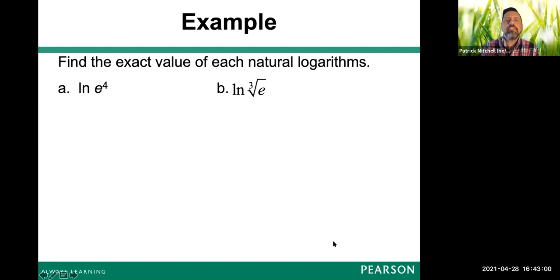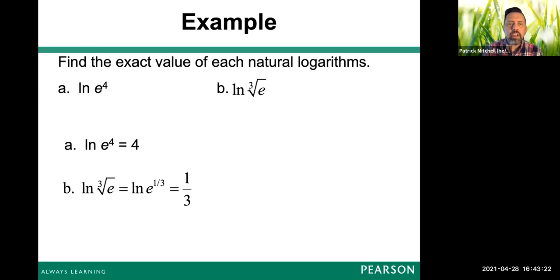Okay, find the exact value of each natural logarithm, starting with natural log of e to the 4th. So this is, again, using that property number 2. ln of e to the 4th would just be 4. Natural log of the cube root of e. Remember that cube root of e can be written as e to the 1/3. Natural log of e to the 1/3 is just 1/3.